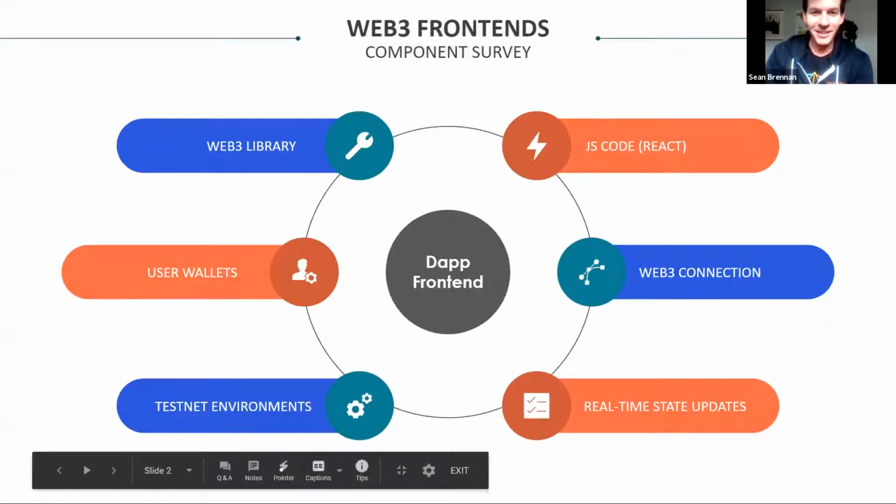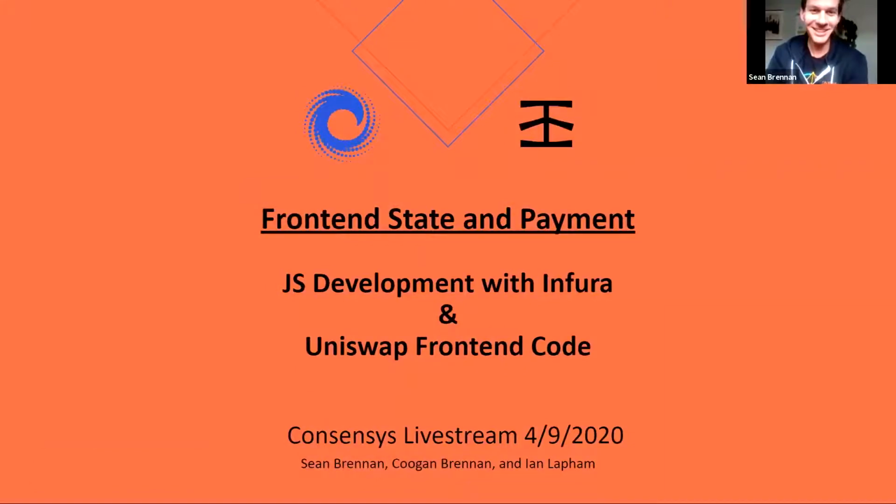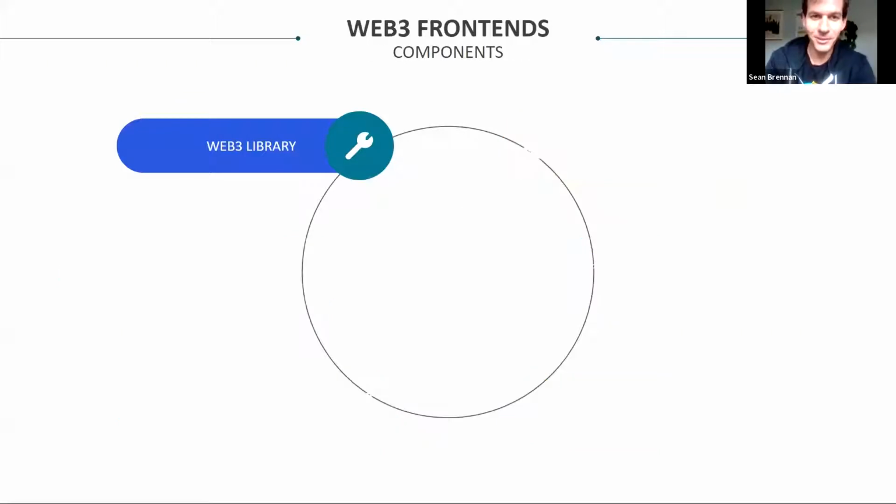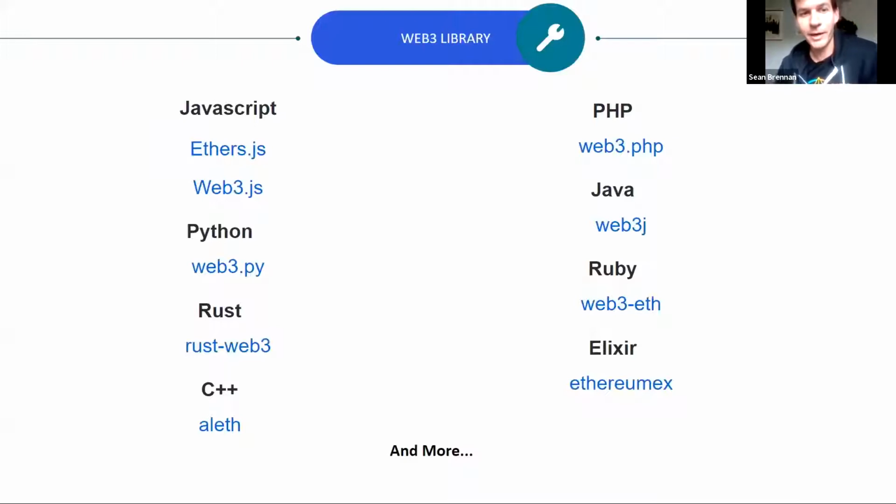Here's what we're talking about. Here's the great title screen. We'll talk about each of these 6 parts. So the first one, the Web3 library. This is really important to know. Basically, whatever your favorite programming language is, it has a Web3 library written for it.